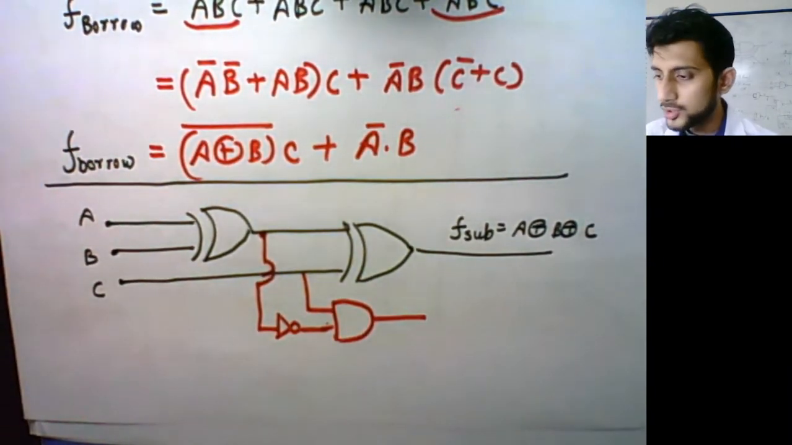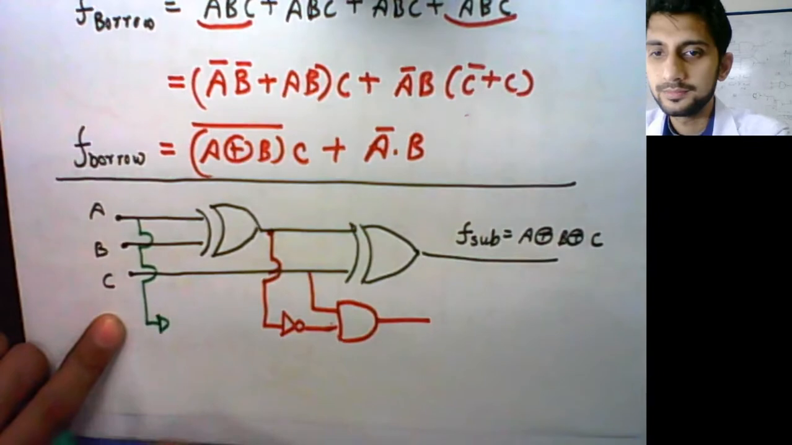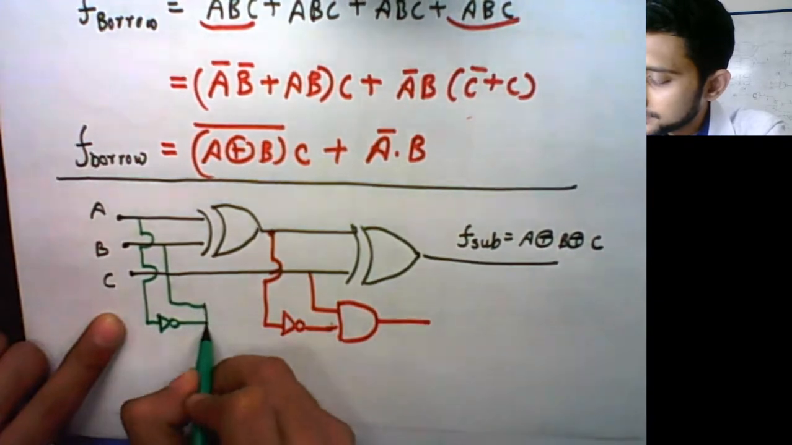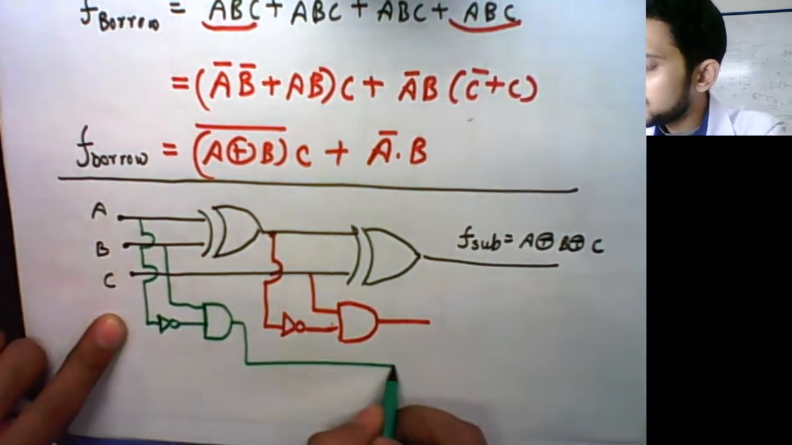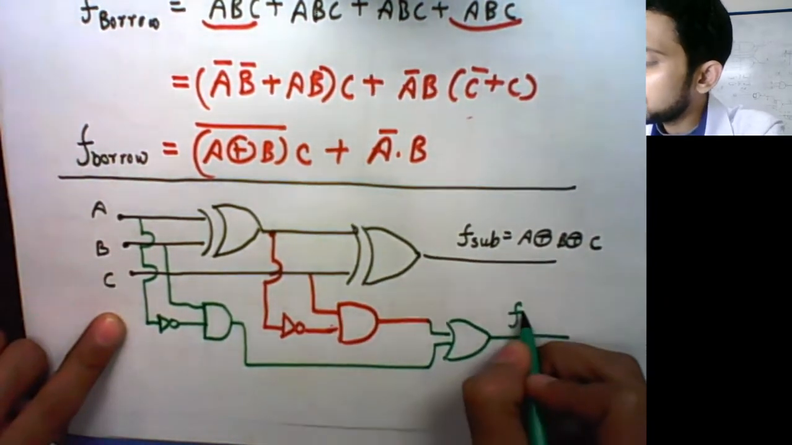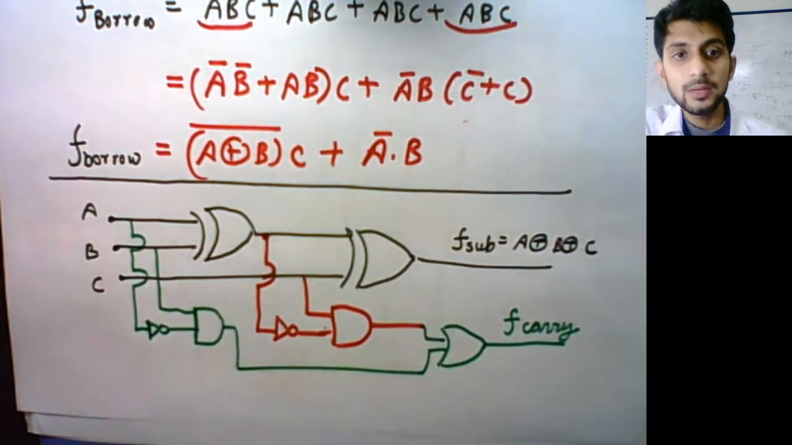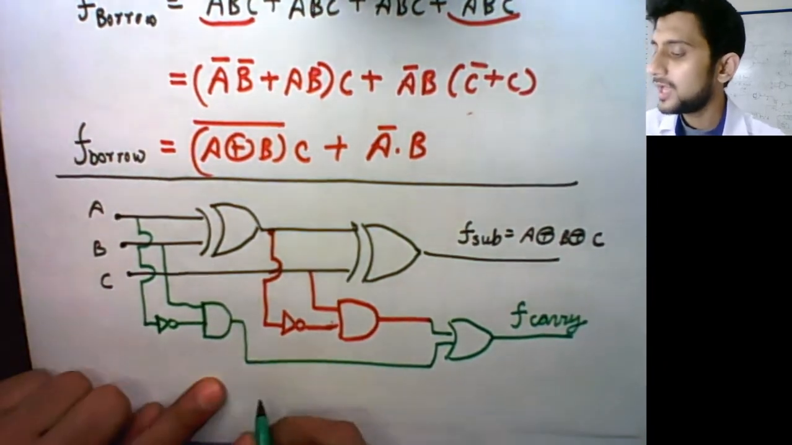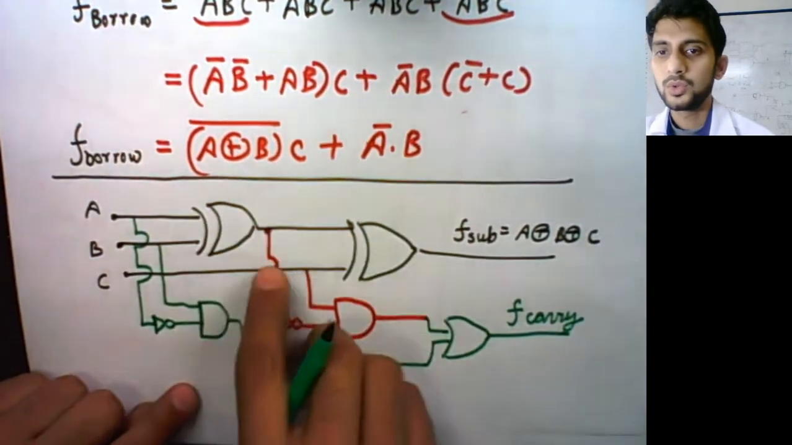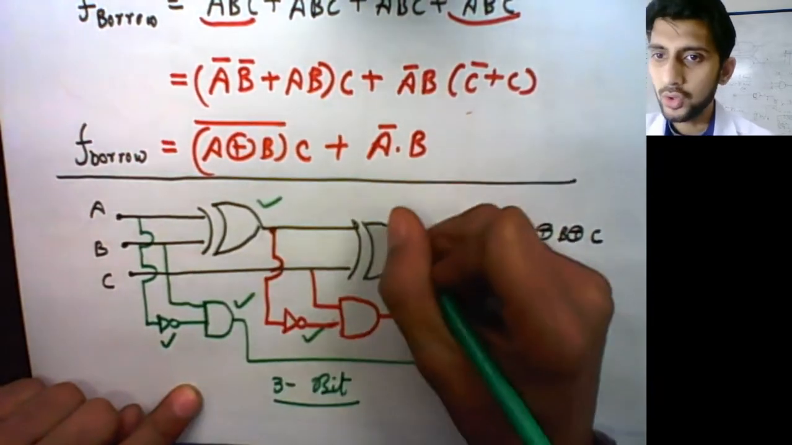Also, I can take A, take a NOT of it, and take AND of this thing with B. And the output of these two will merge in another OR gate. So this will be F borrow. Fine. So this is the circuit diagram for the full subtractor or 3-bit subtractor. So we need NOT gates, we need AND gates, we need XORs, and we need an OR.